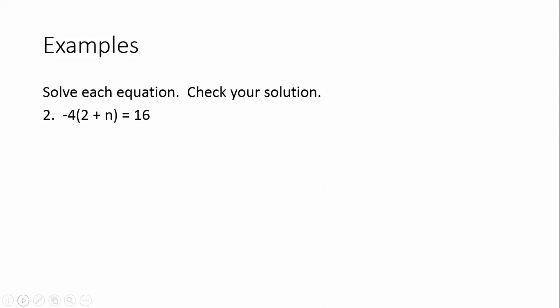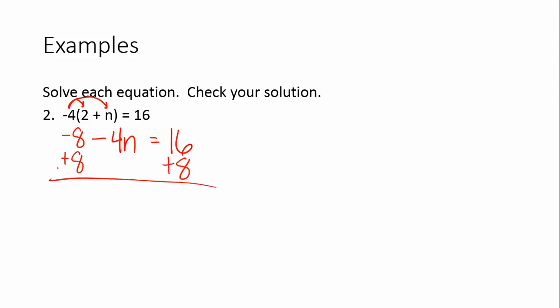If you'd like to pause the video and try this one on your own, go ahead. Again, we do have the distributive property, so the first thing we need to do is distribute through the parentheses. That gives us negative 8 minus 4n. Remember that a negative 4 and a positive n, that's minus 4n, equals 16. Now here we have to be careful. We're trying to get rid of negative 8. We get rid of negative 8 by adding 8, so we're going to add 8 to both sides.